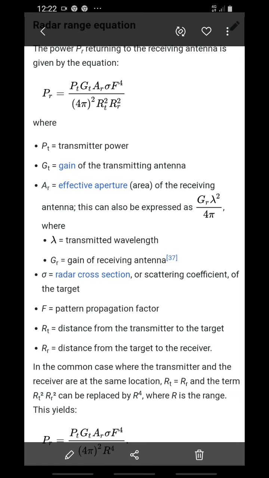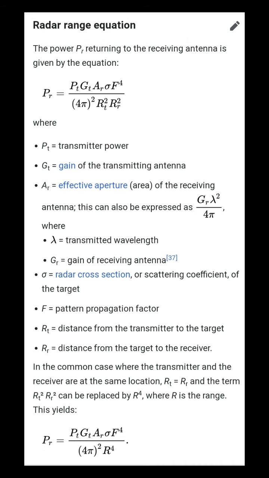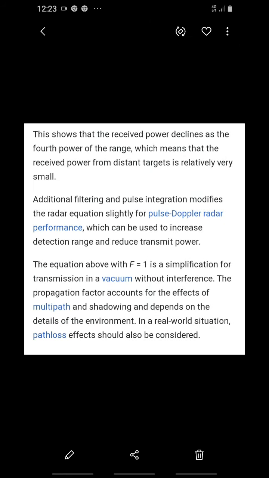In the common case where the transmitter and the receiver are at the same location, RT is equal to RR, and the term RT square RR square can be replaced by R power 4, where R is the range. PR is equal to PT GT AR sigma F power 4 by 4 pi square R power 4.